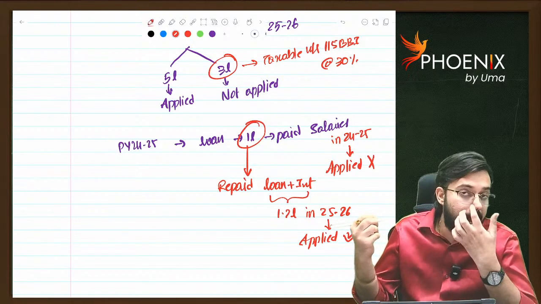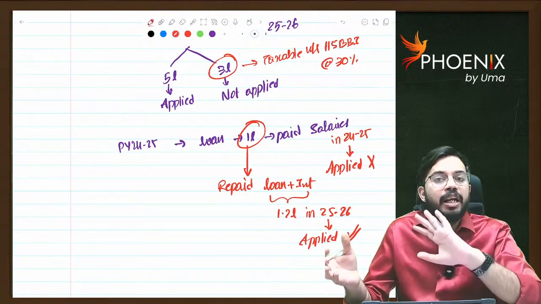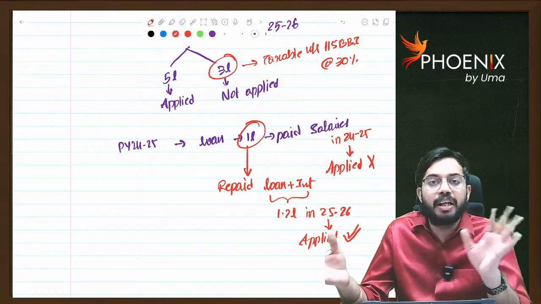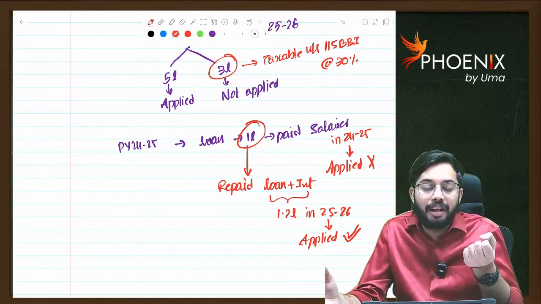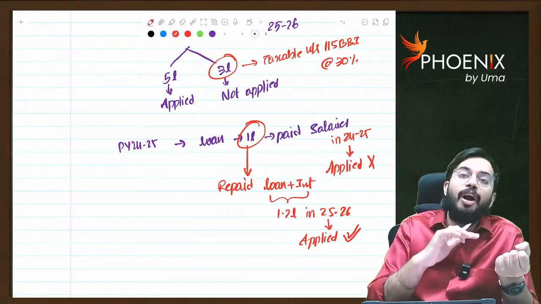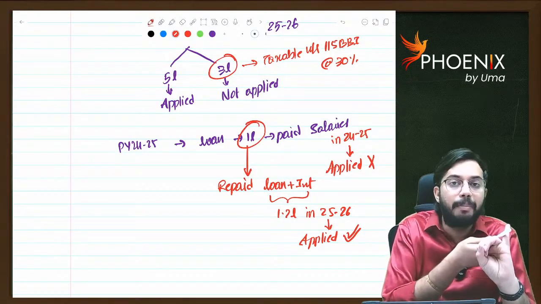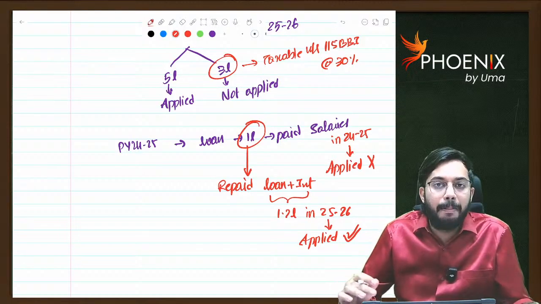That means the year in which you took the loan for the purpose of salaries, in that year it will not be allowed as deduction. In that year it will not be treated as applied. But whatever the loan that you have taken, you will repay, and the year in which you repay the loan along with interest, both loan repayment and interest expenditure are allowed as deduction in the year of repayment.